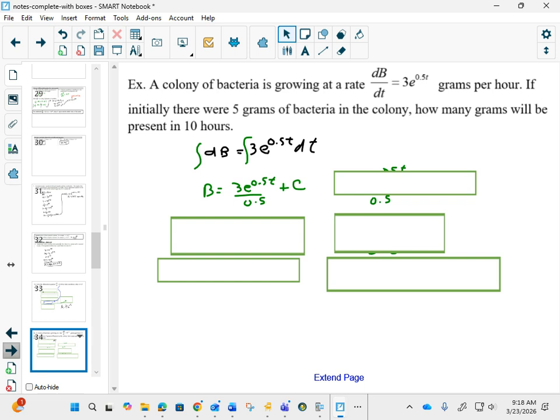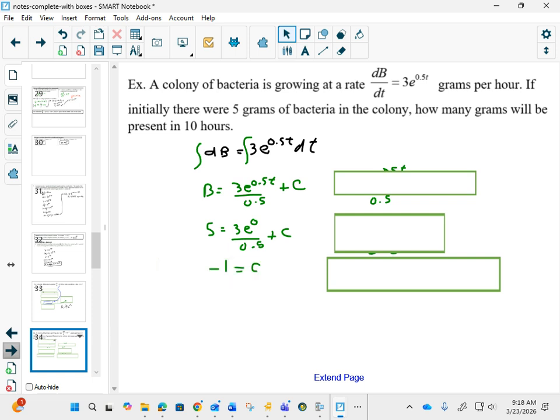And our initial condition tells us that there was 5 when time was 0. E to the 0, of course, is 1. Solving for C, you get -1. Now we have our equation for B.